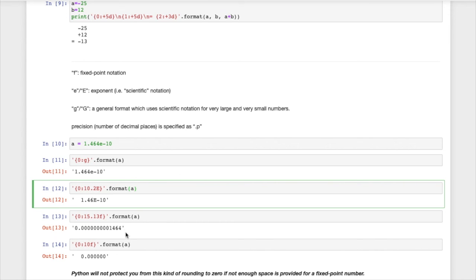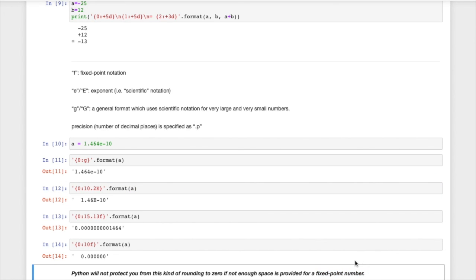We could also put a 10 in front of this f and specify the width. Here, Python will not protect you from this kind of rounding to 0 if not enough space is provided for a fixed point number. Please remember that.